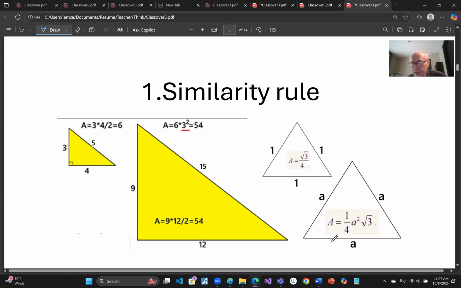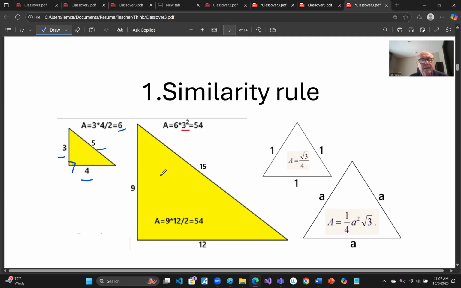Now I will tell you several rules which will help you in solving Olympiad problems. Consider the Egyptian triangle with sides 3, 4, and 5. The area of this triangle is 3 by 4 over 2, or 6.